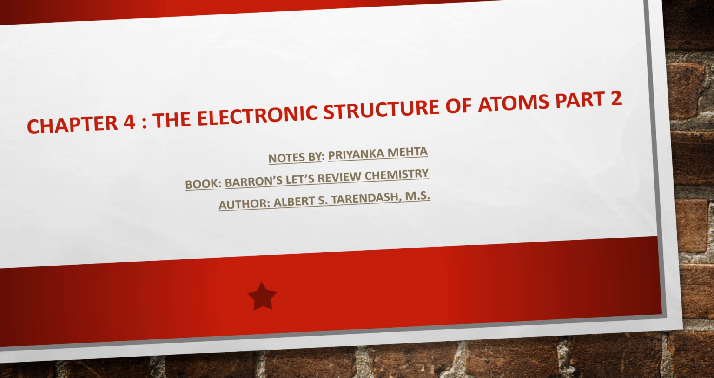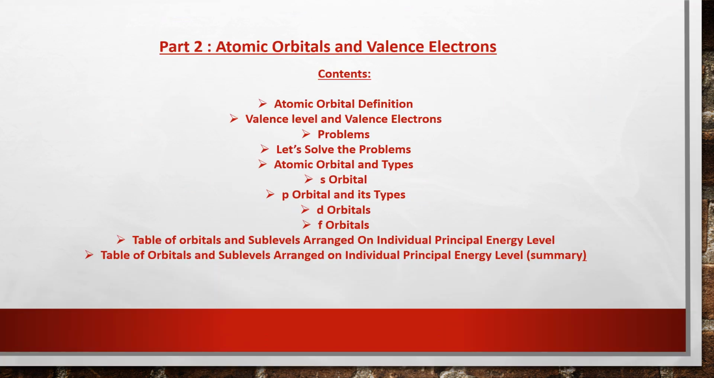Chapter 4, The Electronic Structure of Atoms, Part 2. Part 2, Atomic Orbitals and Valence Electrons.